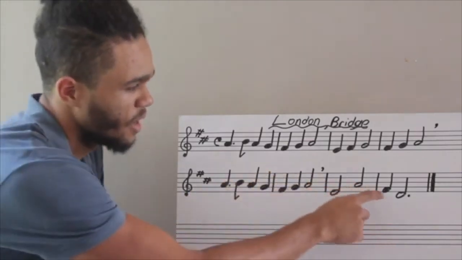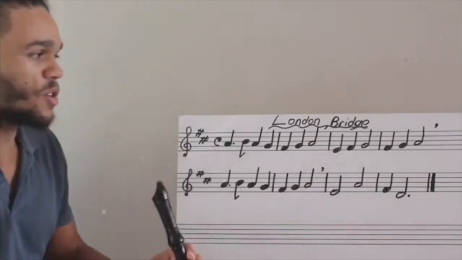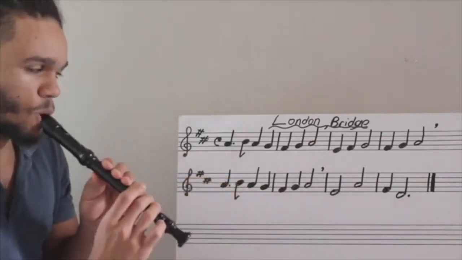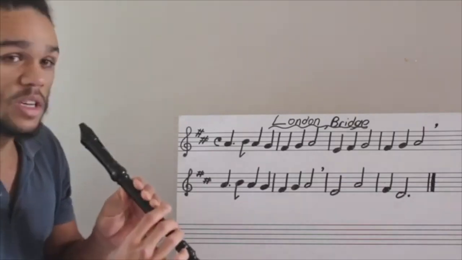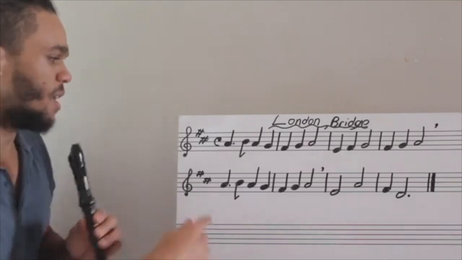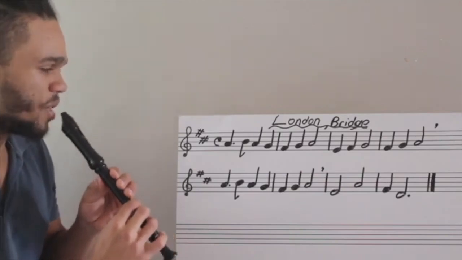Then we finish with F sharp, D, dangling D's right there. So on dangling D we hold for 3 beats. So let's try that last bar. Last bar, 3, go. Let's try the whole of line number 2. 1, 2, 3, go.